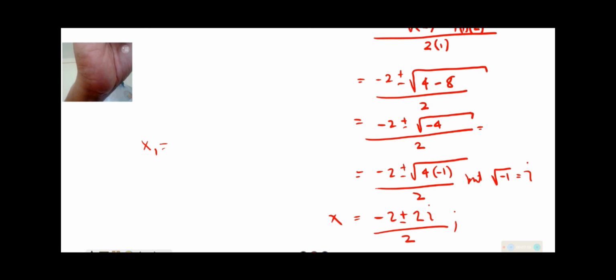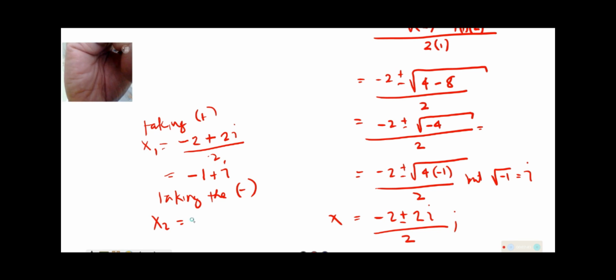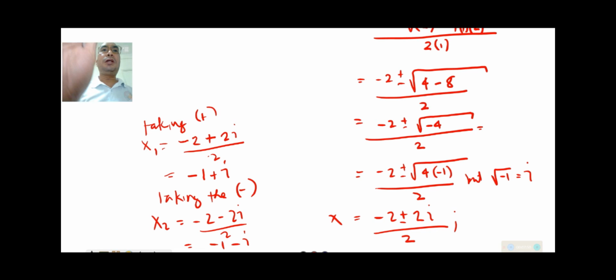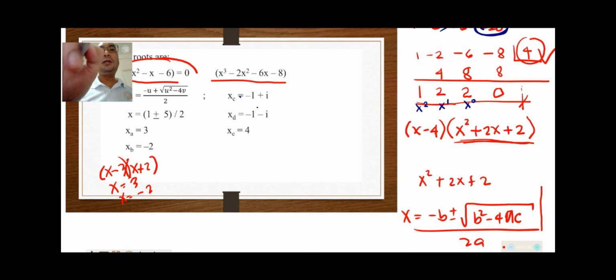We can take x1 equal to negative 2 plus, taking the positive, 2i all over 2, that becomes negative 1 plus i. And taking the negative, that is x2, negative 2 minus 2i all over 2, so x2 is negative 1 minus i. So the roots of the equation here are negative 1 plus i, negative 1 minus i, and the other one is x equals 4, which was derived from this equation.